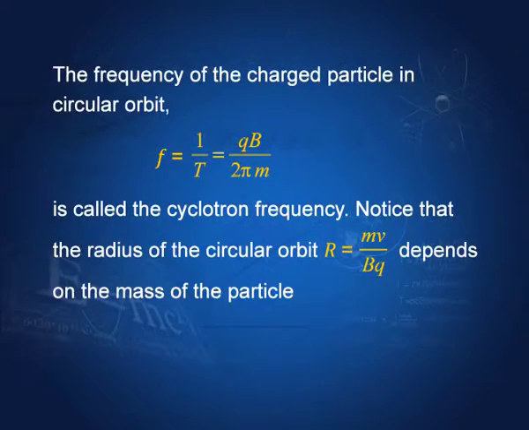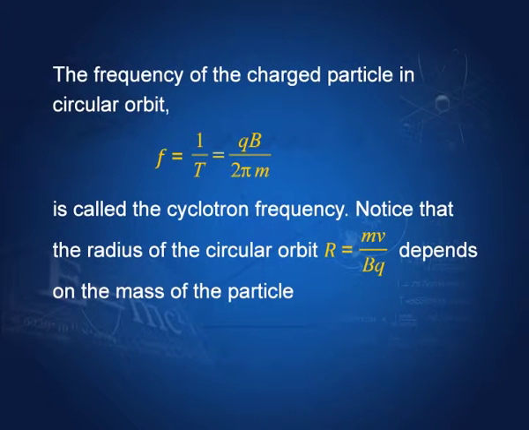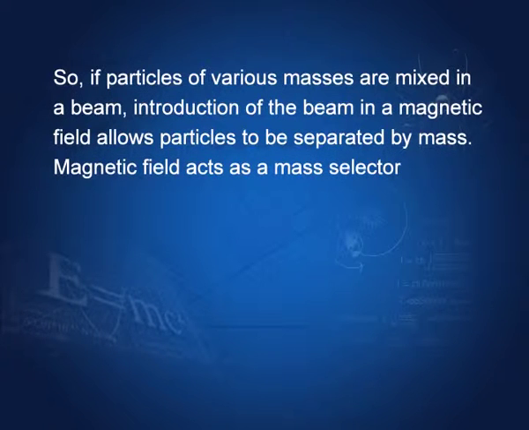This is the principle of the mass filter or the mass spectrograph. In a beam there are particles of various masses. Let us say they are moving with a constant velocity V, and the charge also is the same. Then by varying B, within the B they would have circles of different radii, and so you can separate the particles. Magnetic field acts as a mass selector.